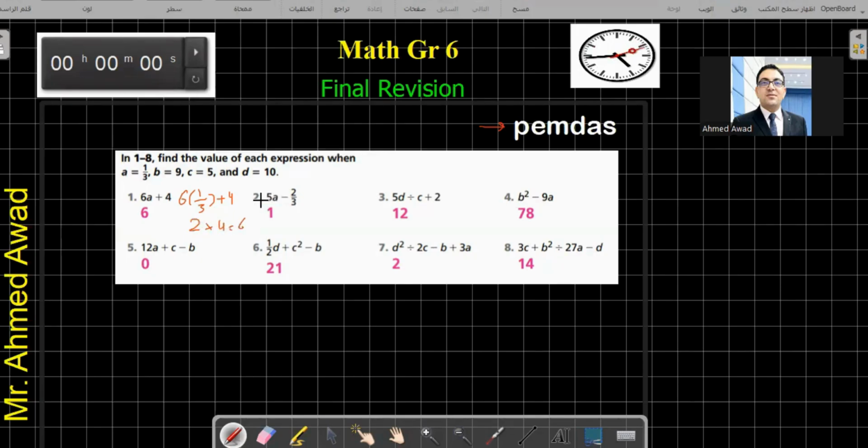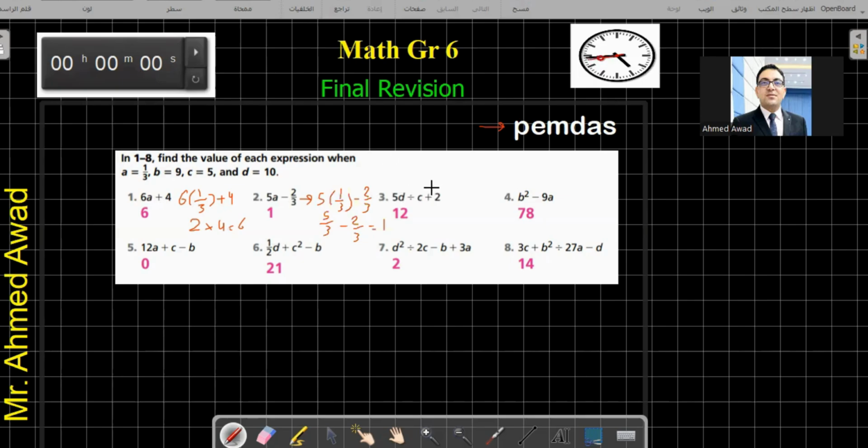Number 2, 5a minus 2 over 3. 5a means 5 multiplied by a, and a equals 1 over 3. So it's going to be 5 multiplied by 1 over 3 minus 2 over 3. How can I find it, guys? 5 multiplied by 1 over 3 is going to be 5 over 3 minus 2 over 3. Now 5 over 3 minus 2 over 3 is going to be what? It's going to be 3 over 3, which is going to be 1. Is it, guys?